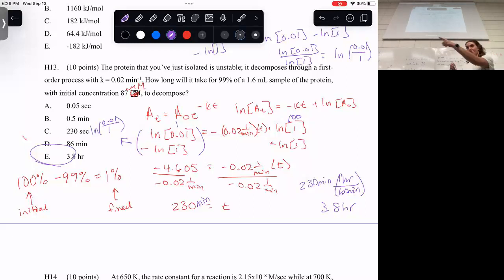So volume almost never matters in reaction rates. Yeah, pretty much. It would only matter if you're given the moles of something and then the volume, and you need to find concentration. For rates, we mostly work in units of concentration. Anything else on 13?